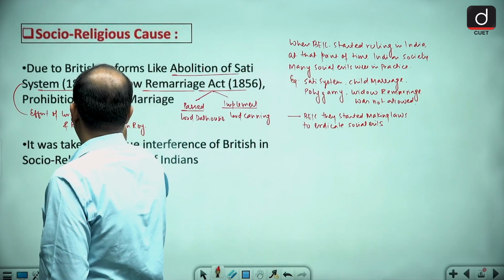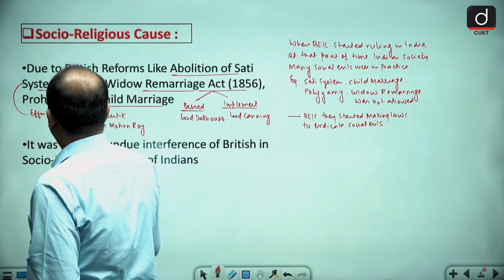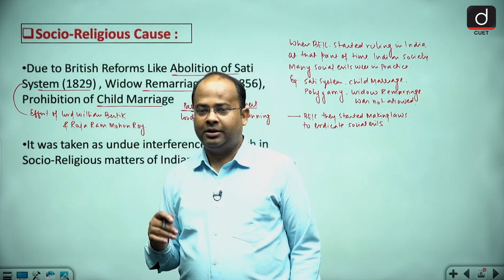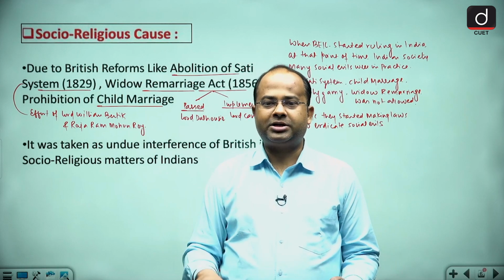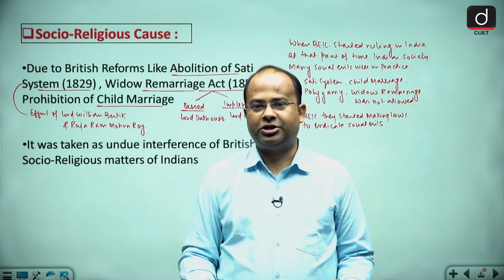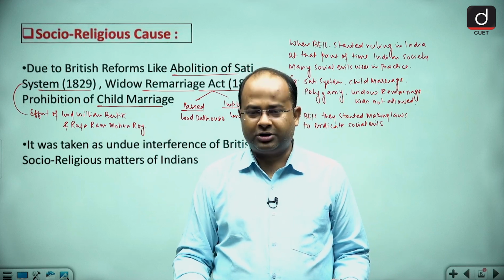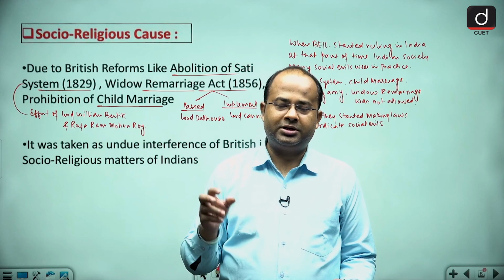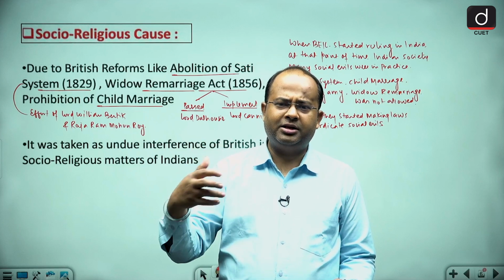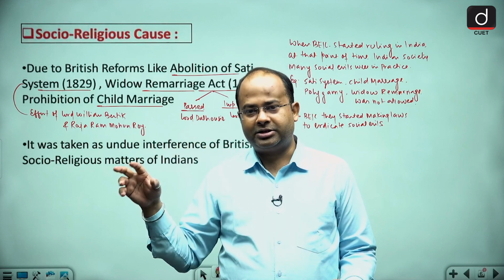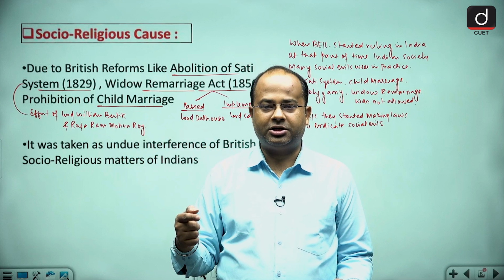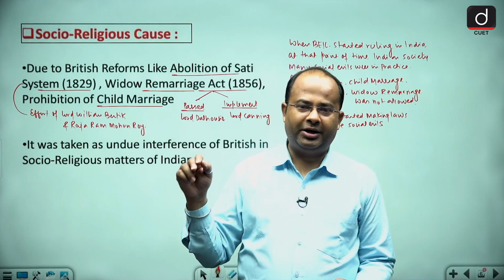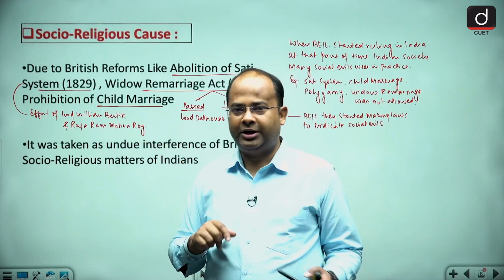Then child marriage was prohibited, and these types of social evils were prohibited by making laws. Now, when this type of activity was being done by the British East India Company, the Orthodox Hindus and Muslims did not like these activities. The reason was that they used to say these things are mentioned in their religious literature. So this was an undue interference of the British East India Company in their socio-religious matters.